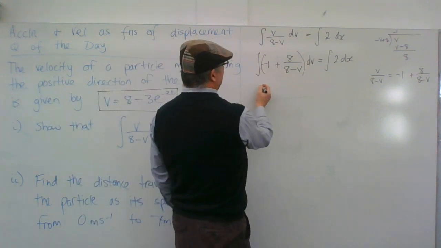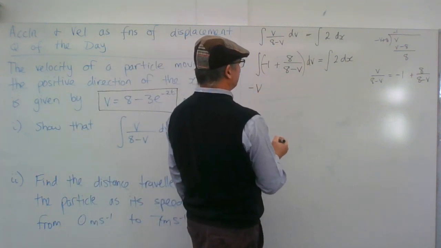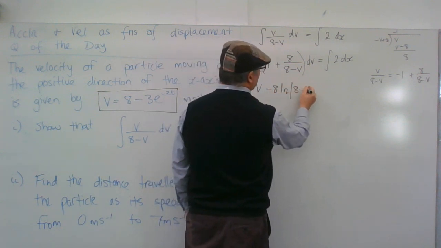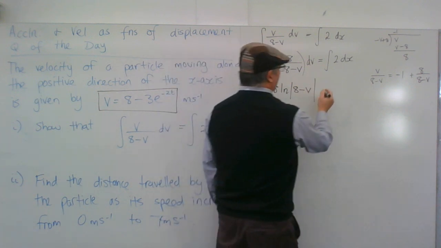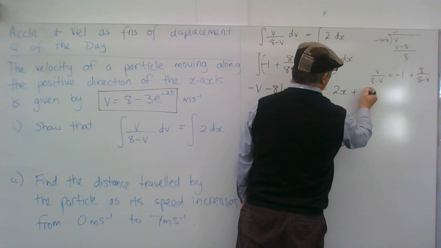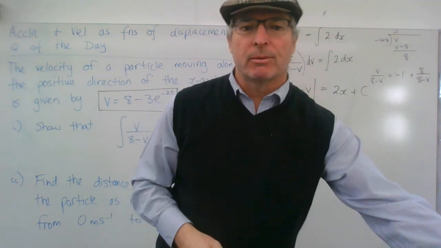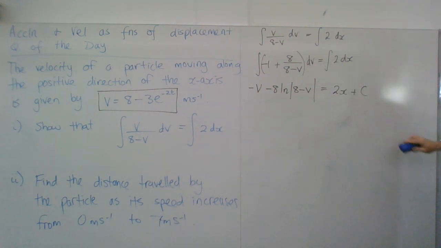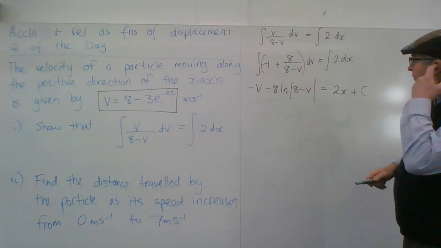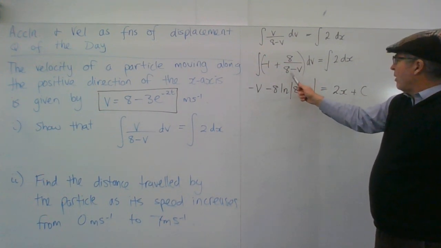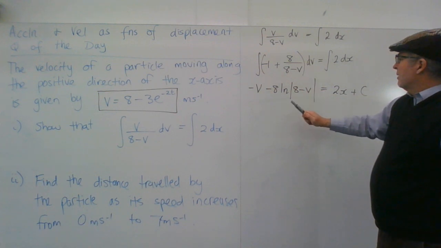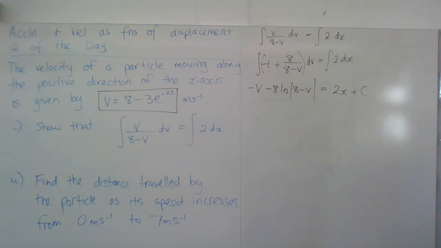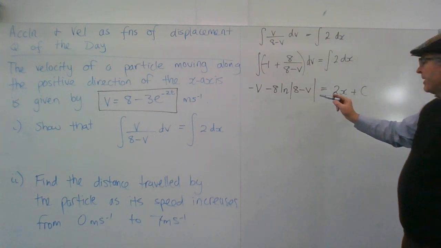So we've got minus v and minus 8 natural log of 8 minus v equals 2x plus some sort of constant. I'll call it c. I'm going to erase this polynomial division so it's not confusing. The derivative of the bottom is minus 1, so I needed to put a minus out there. But otherwise it's a natural log, because that works out nicely. So that's what we've got.